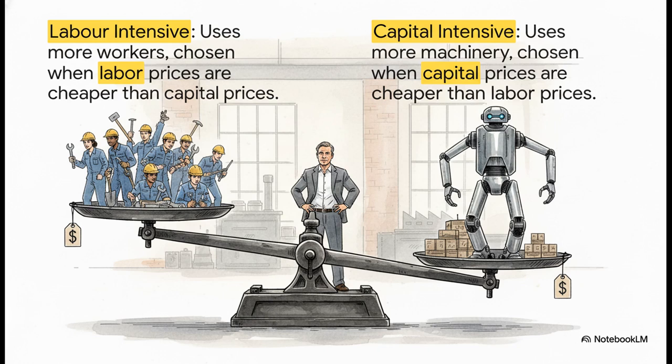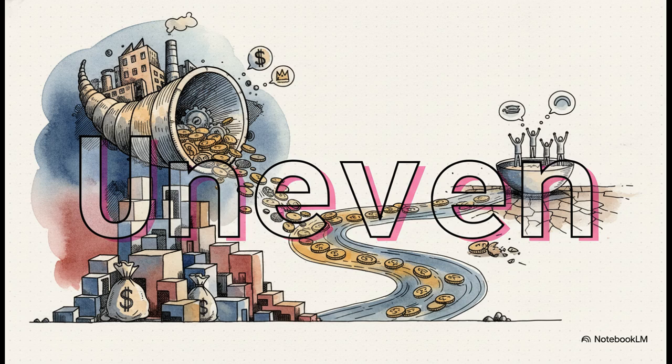And how do they make it? Simple. Producers pick whatever's cheapest, whether that's more workers or more machines. But who gets this stuff? Well, it's for whoever can pay, which can lead to some pretty uneven outcomes.